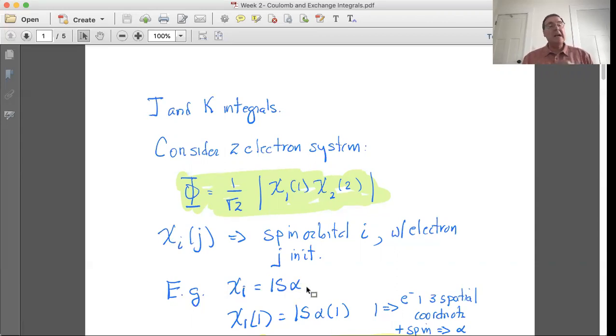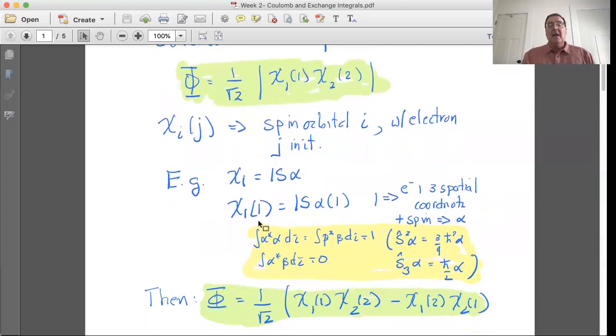We need to specify all the coordinates of the electron, and spin is one of those coordinates. We'll designate electron 1 being in that orbital as 1s alpha 1. Now, I know there's no r1 here, but that's implied. So electron 1 has three spatial coordinates and a spin coordinate, which we've picked as alpha. And just to remind you, for electrons as fermions, there are two spin functions, alpha and beta.